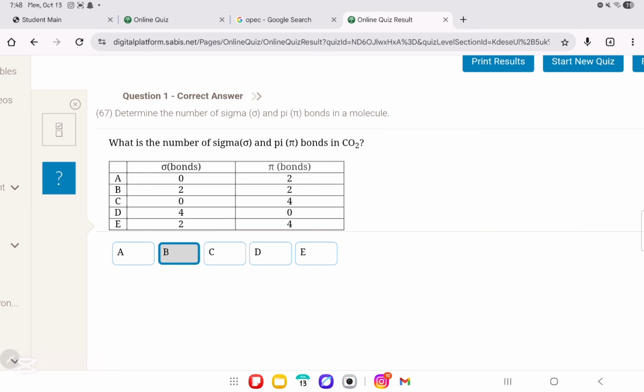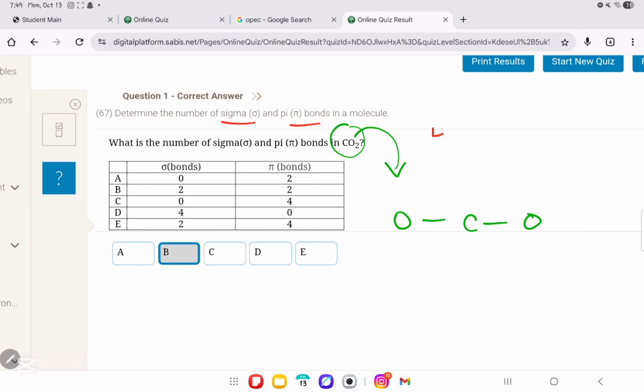Question number 1. Determine the number of sigma and pi bonds in a molecule. What's the number of sigma and pi bonds in CO2? First of all, to find that out, we need to draw the structure of CO2. So we start. C is the central atom. We have oxygen here and oxygen here. Single bond and single bond. We start by drawing the Lewis structure.